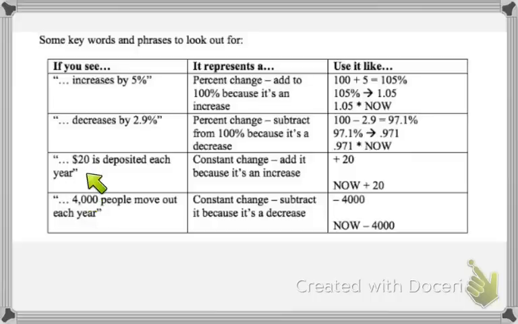Then here if you see something like this much money is deposited each year, or you could also see this amount of people move into the country each year, or if you saw something where people are moving out of the country, both of those are constant changes, and then depending on whether we know that value would go up or down, we would either add it or subtract it. So you see here, after we had the now piece, we would add 20 or we would subtract.